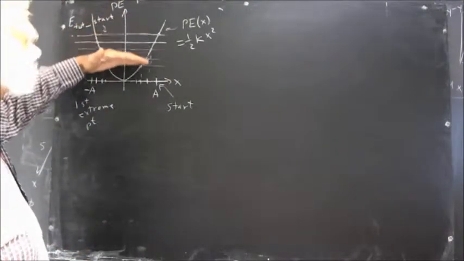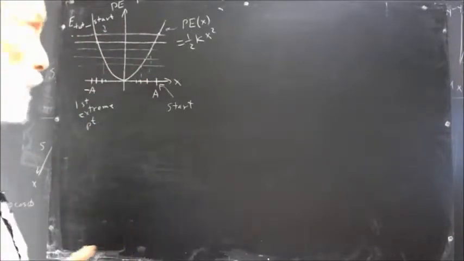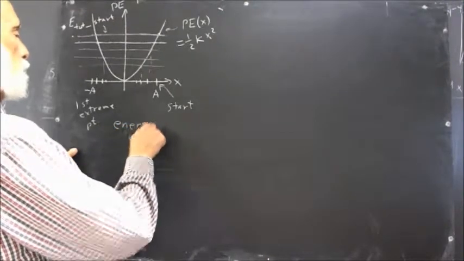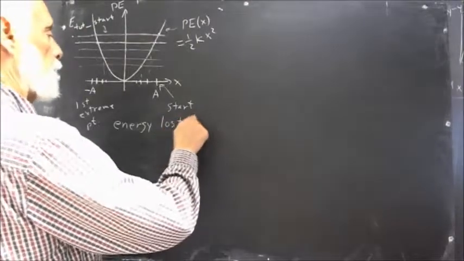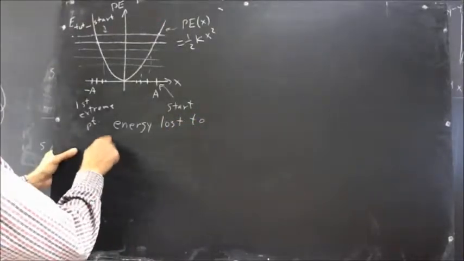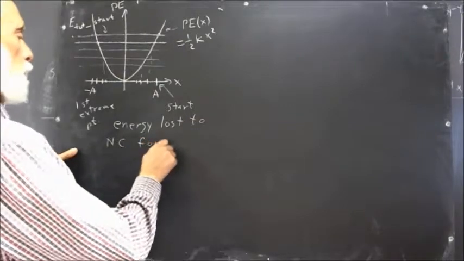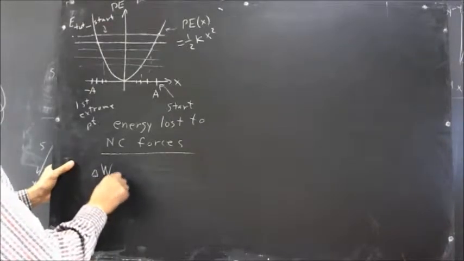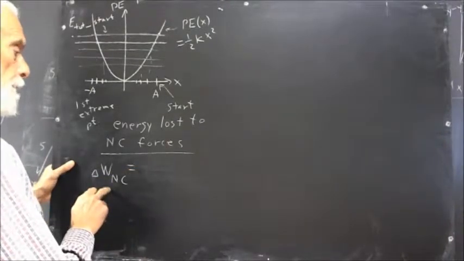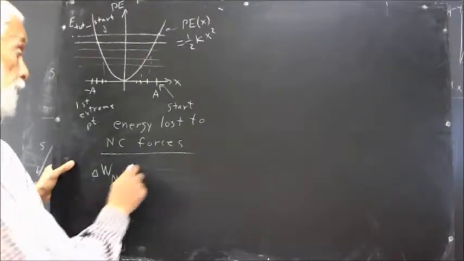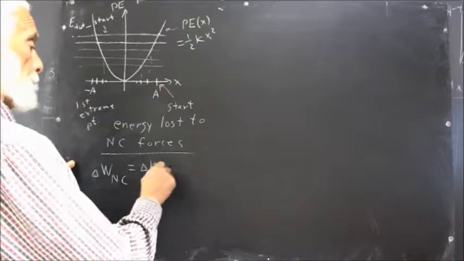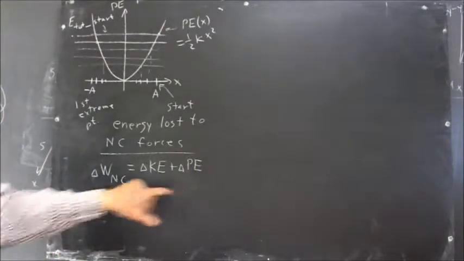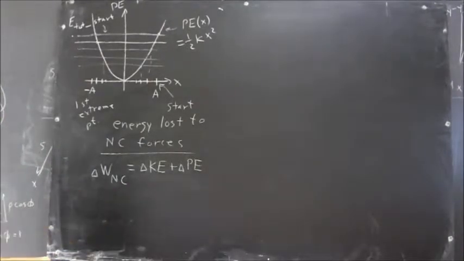You have a system that's losing energy because of non-conservative forces. Okay, so energy is lost to non-conservative forces. You remember that if non-conservative forces are doing negative work on the system, then delta KE plus delta PE will progressively decrease.